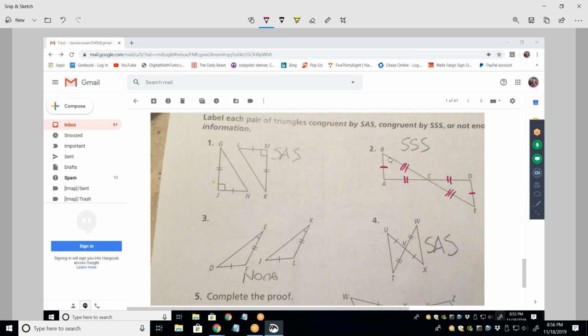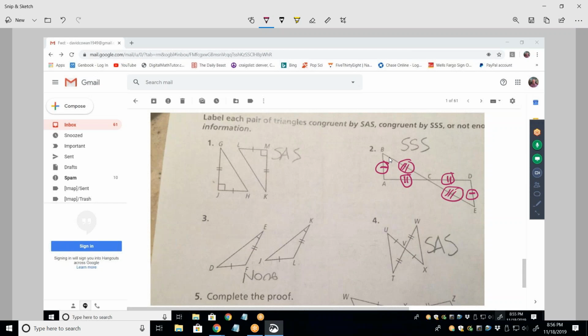Okay. So you're looking at side, side, side. That side is equal to this side. This side is equal to this side. And this side is equal to this side. Okay. 2 triangles congruent based on side, side, side.